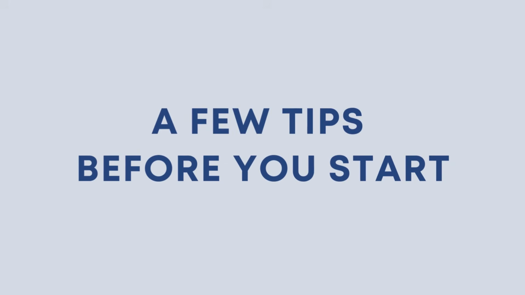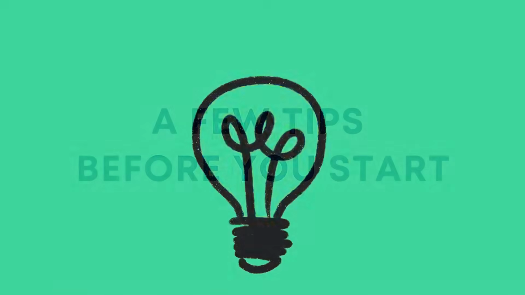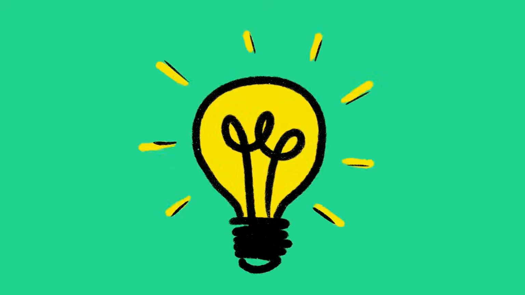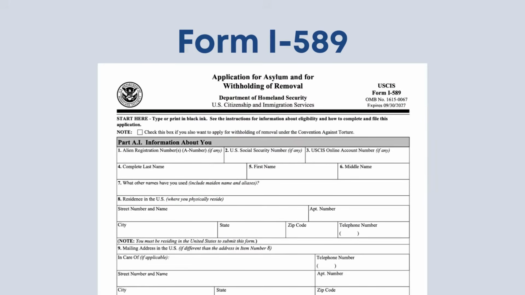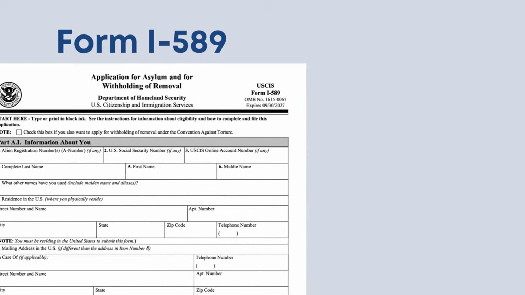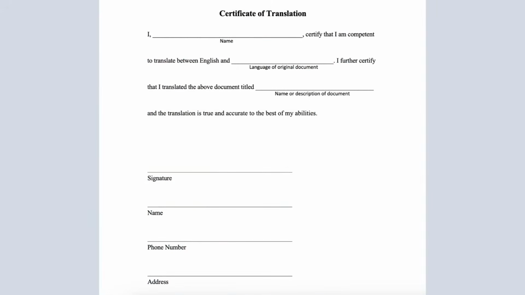A few tips before you start. Here are some general tips before we get started on the form. First, as I mentioned, the official form is only available in English and you must complete it in English. Also, any other documents that you include with the form, if they are not in English, must have a translation into English and a certificate of translation. You can find a link to a sample certificate of translation below this video.